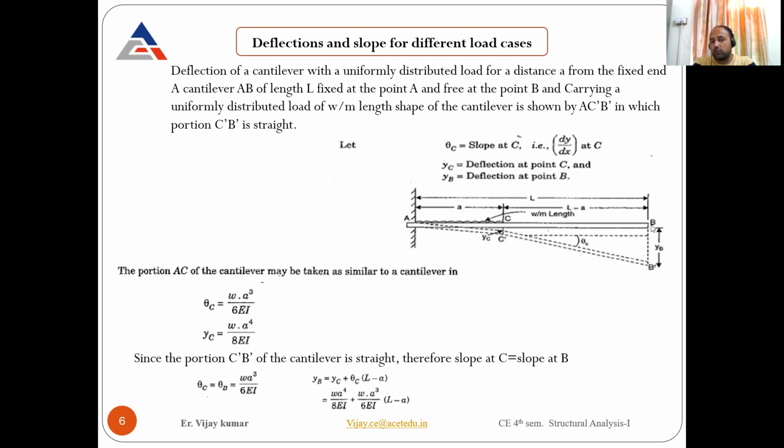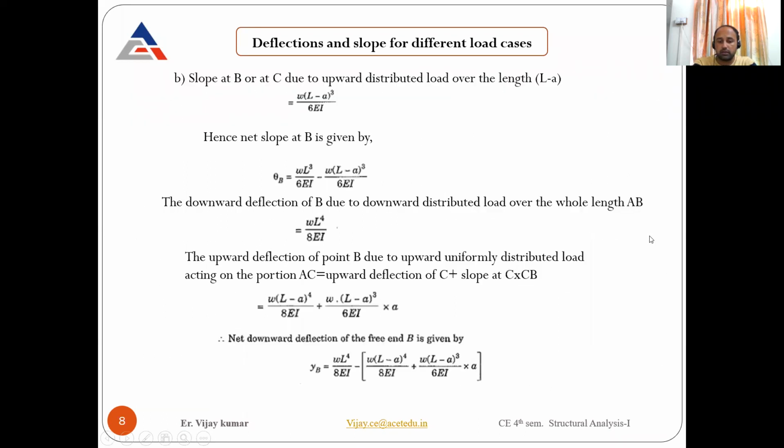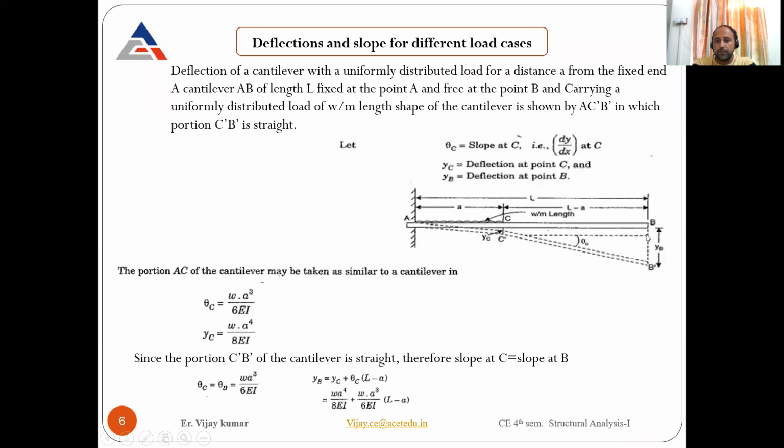We have to draw the perpendicular from C and B to this line, up to this particular point; that distance will be the same. So I can write theta C equal to Wa³/6EI, and yC equal to Wa⁴/8EI. Since the portion CB of the cantilever is straight, the slope at C will be equal to the slope at B. After point C there is no load, so the slope stays constant. So theta C equals theta B equals Wa³/6EI.